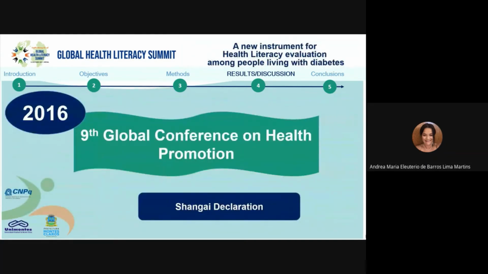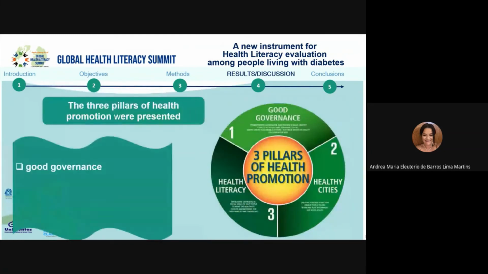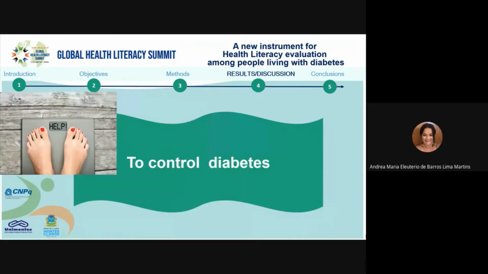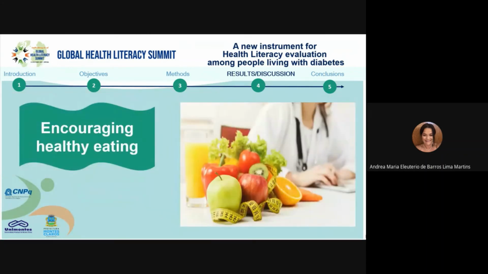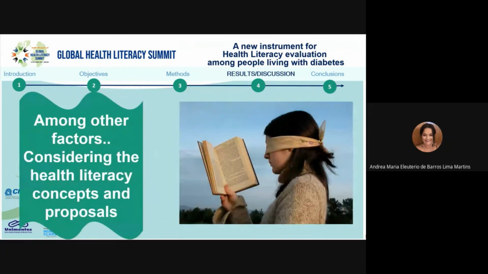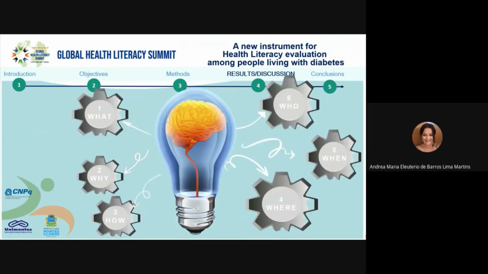9th Global Conference on Health Promotion. The 3 pillars of health promotion were presented: good governance, healthy cities, health literacy. To control diabetes, adherence to medication, physical activity support, encouraging healthy eating, among other factors, considering the health literacy concepts and proposals. Health promotion among people living with diabetes.